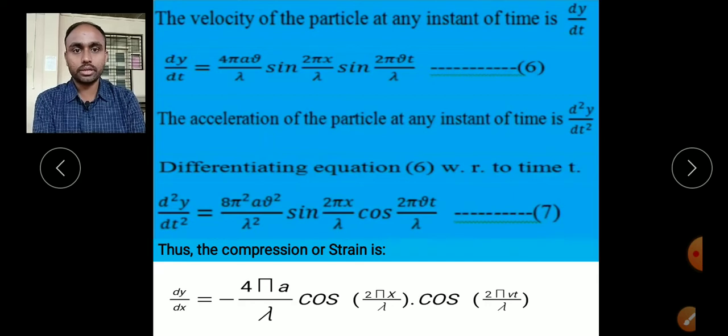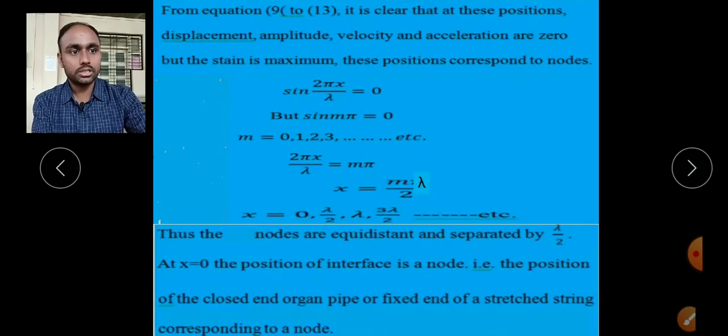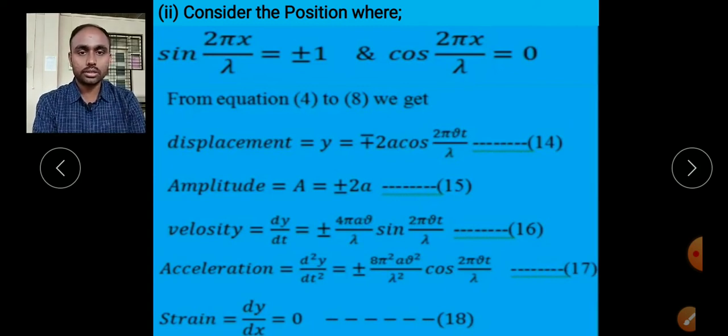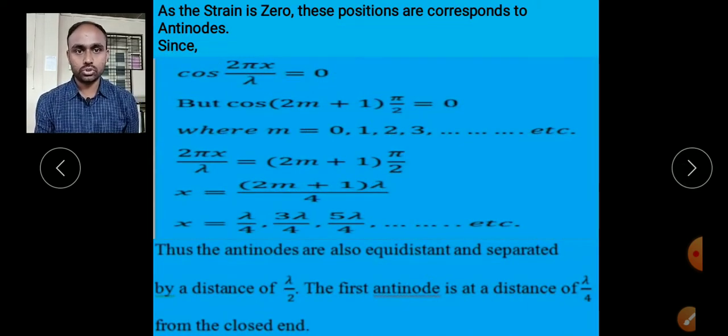All other equations, that means all other factors, do not have this term cos 2 pi x by lambda, but that cos 2 pi x by lambda we have considered in this case is 0. So, therefore, strain is 0, that is compression is 0, all other things are maximum. So, when strain is 0, that point must be an antinode, right? Amplitude is maximum, displacement is maximum, velocity is maximum, acceleration is maximum. So, that point must be an antinode, and moreover since strain is 0, compression is 0, it is clear that these are the antinodes. Okay.